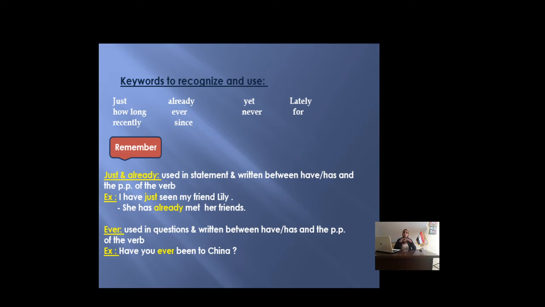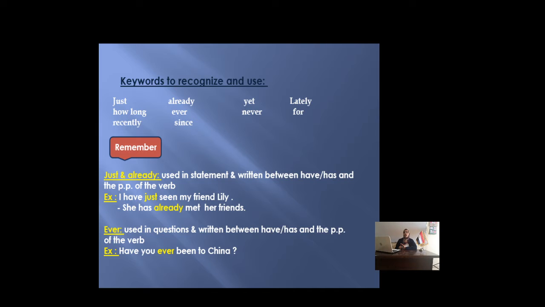We use just and already in statements, written between have or has, as we said, in the sandwich. You have has or have at the beginning, then just or already, then the verb in the PP. What is the PP? It is the third form. What is the third form when I say go, went, gone? So gone is the third form of the verb, it's the past participle. For example, here, I have just seen my friend Lily. It means that yes, I've seen her. She was outside, so I have just seen her. The other example that we have here: she has already met her friends.